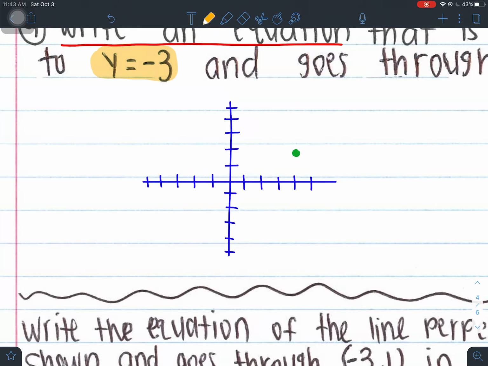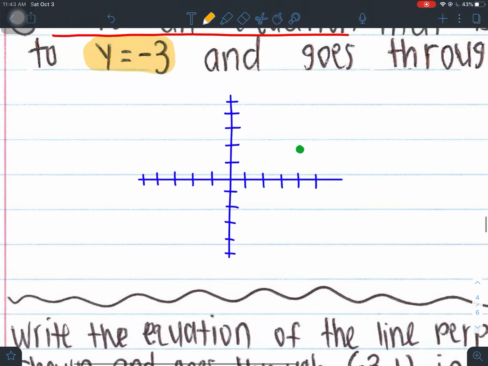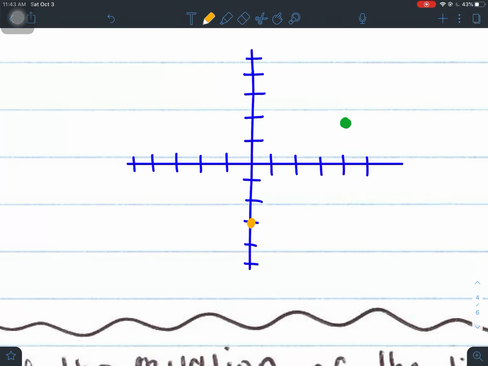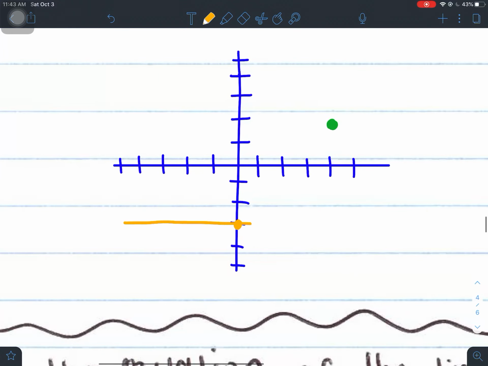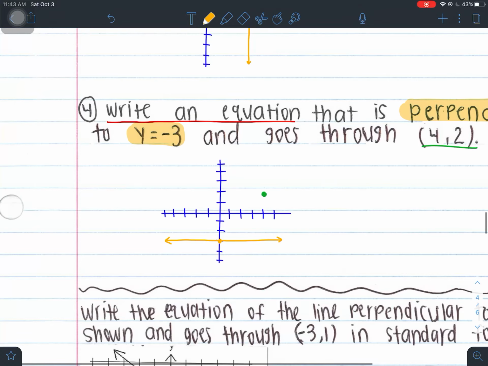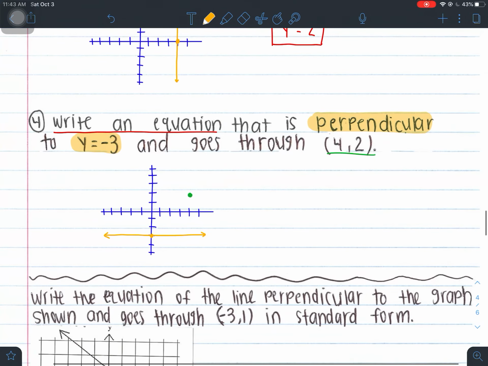So I'm going to go to my y-axis because it says y equals, and then I'm going to go down to negative 3, so that's going to be right here. I know that the line they're giving me is going to run side to side, and the reason why I know that is because these tick marks run side to side. Now I haven't done anything yet. I'm only just plotting the information they've given me.